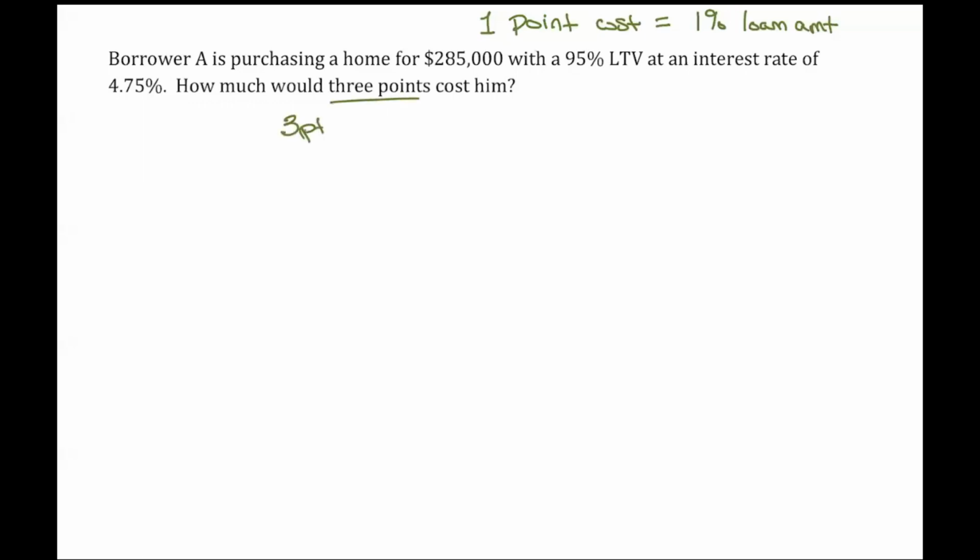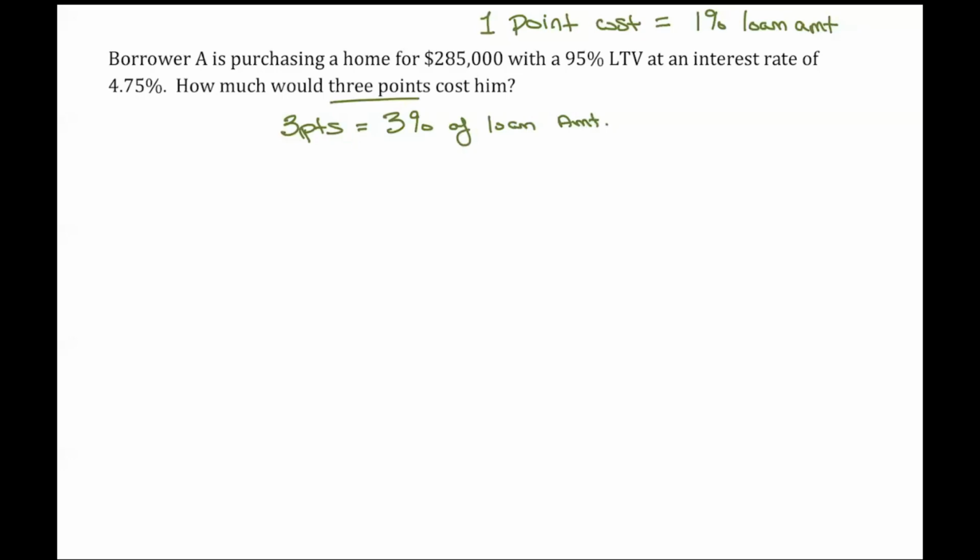So in this case, they're telling us 3 points. So 3 points would be equal to what percentage? 3%. So we're looking for 3% of the loan amount. Does the problem directly tell you the loan amount? No. Does the problem tell you a way to find the loan amount? I'm not sure. Okay, that's okay.